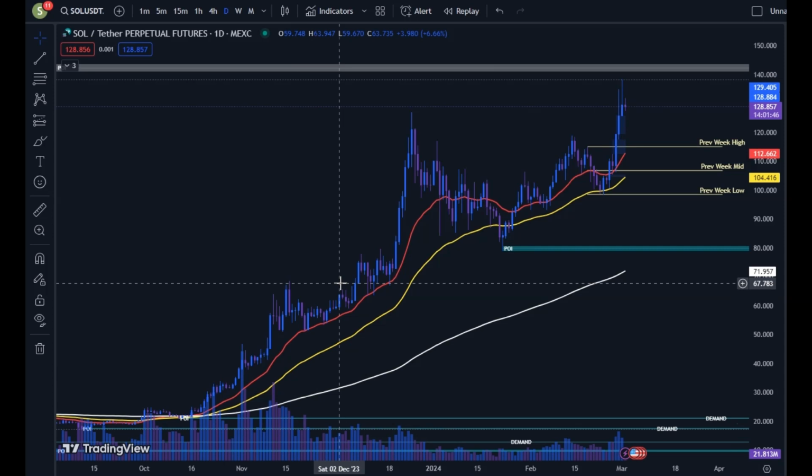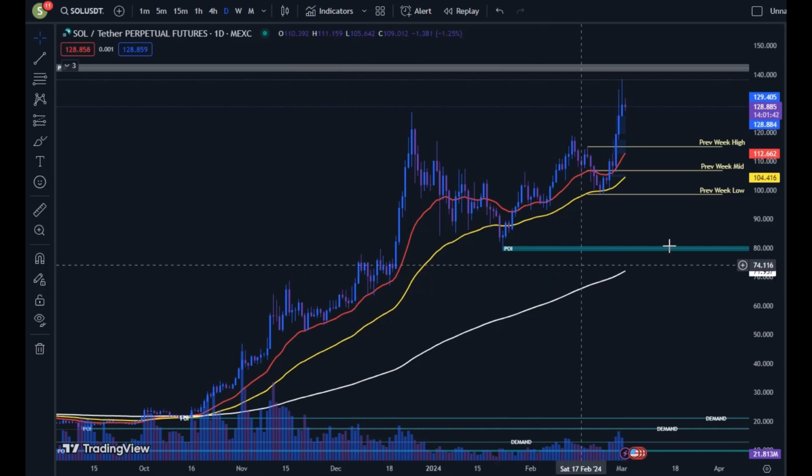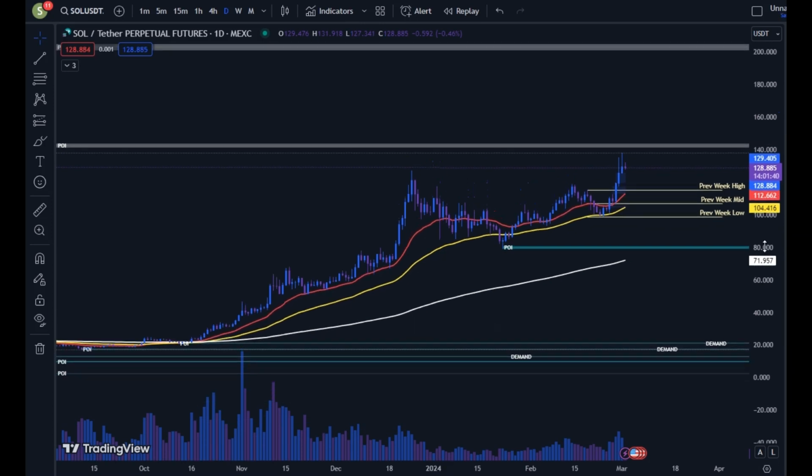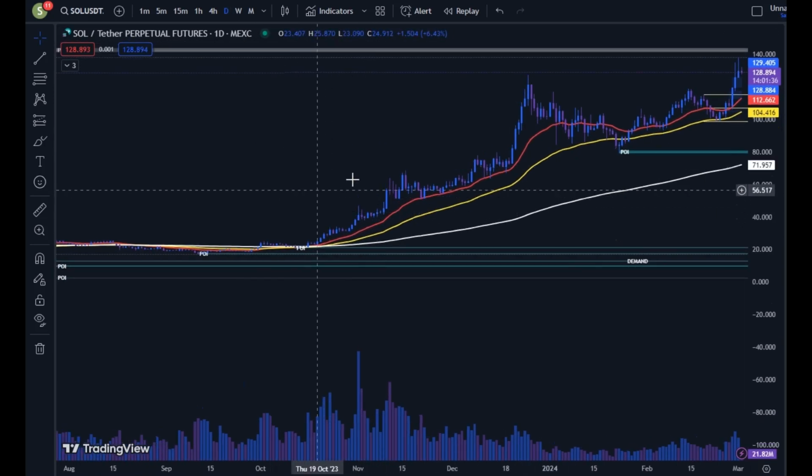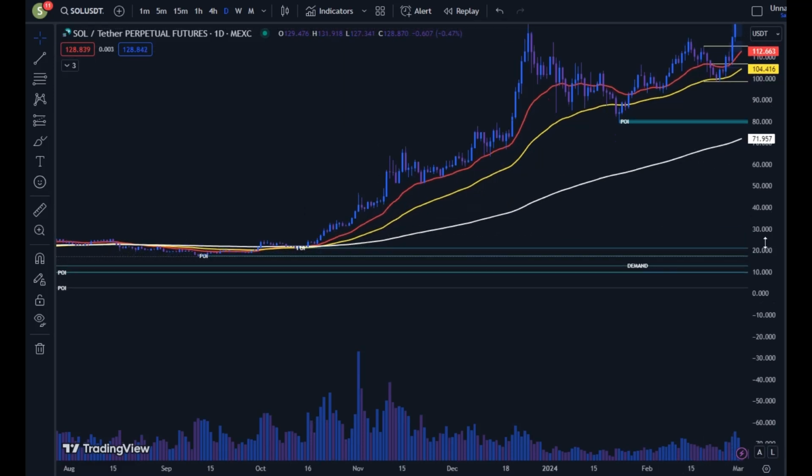Just going to be doing a quick review on how you can make trading a little bit easier using the daily. And I'm just looking at Sol at the minute here, and I think Sol's moved a fair bit.